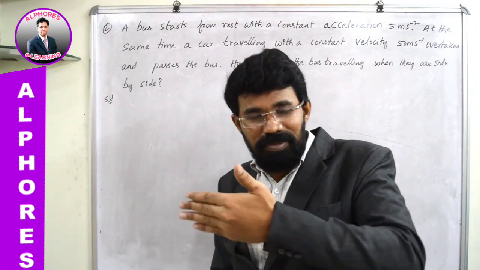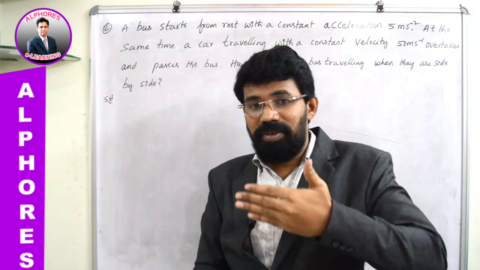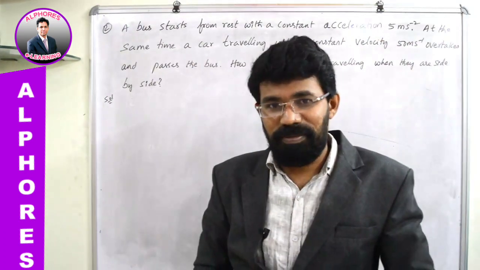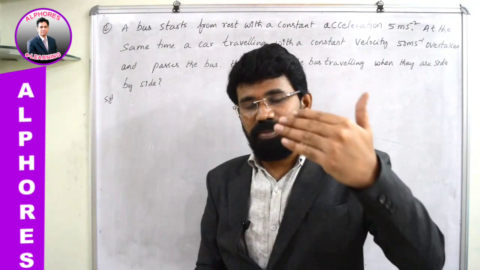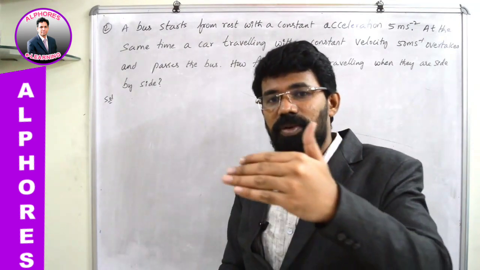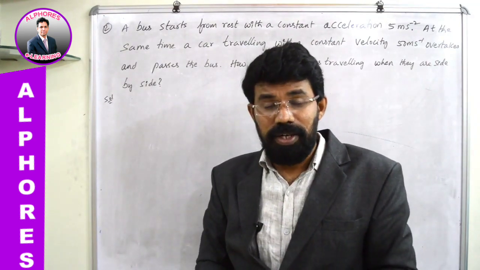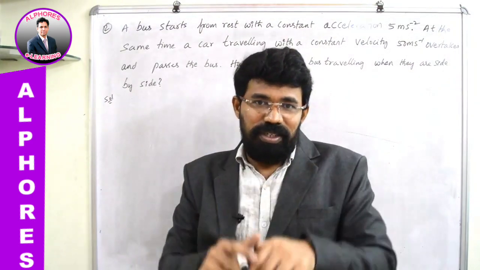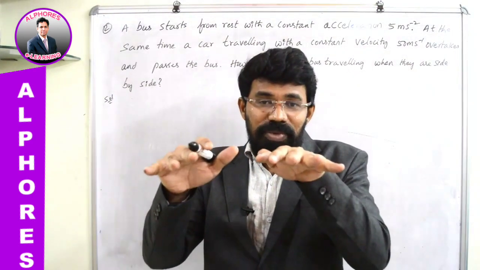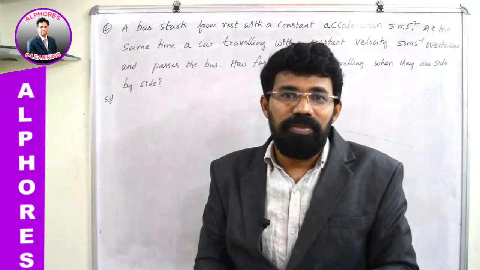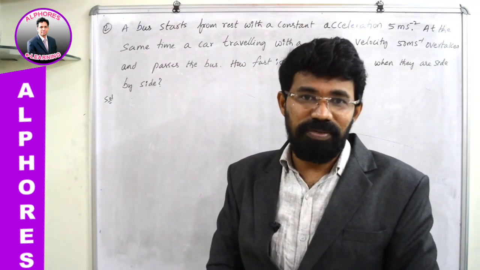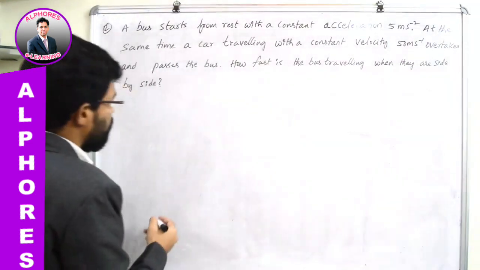So it is maintaining the same velocity, whereas the bus's velocity is gradually increasing. It is increasing. So at some point of time, certainly the bus overtakes the car. When the bus is overtaking the car, they will be side by side, right? At that time, he is asking us to find out the velocity of the bus. It's quite easy. Let us find out.